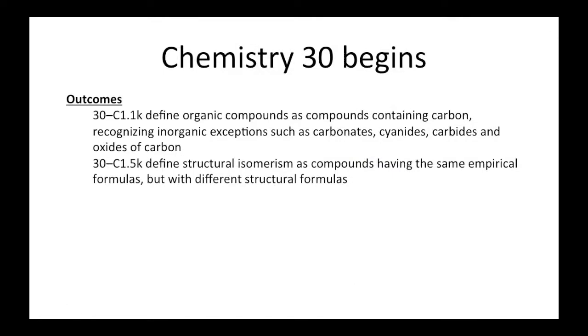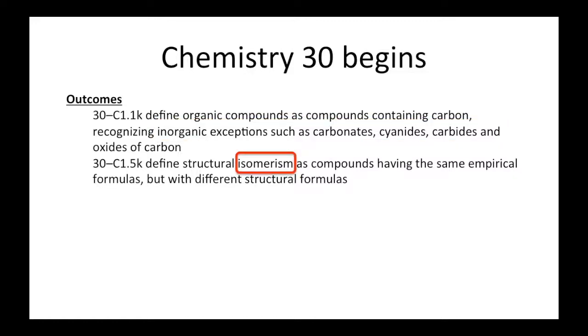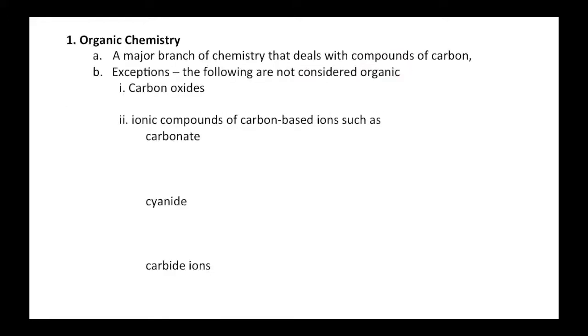Okay, all of that was Chem 20 review. Now we jump into Chem 30. This is actual Chem 30 now. Here we go. We're going to talk about organic compounds. Those are just carbon compounds. We're going to talk about some exceptions. They contain carbon, but they're inorganic. We'll talk about that in a second. And we're going to define these things called isomers. Same formulas, different structures.